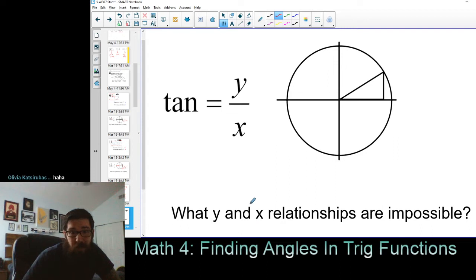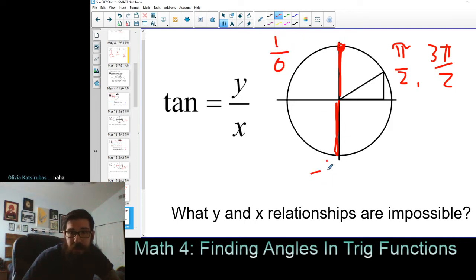We kind of already answered this. What x and y relationships are impossible? If we look at these two angles, pi over 2 and 3 pi over 2, these are situations where, when I did y over x at these two angles, I would get undefined, because right here I'm going to have a 1 divided by 0, and here I'm going to have a -1 divided by 0. You have to know the unit circle for this stuff.